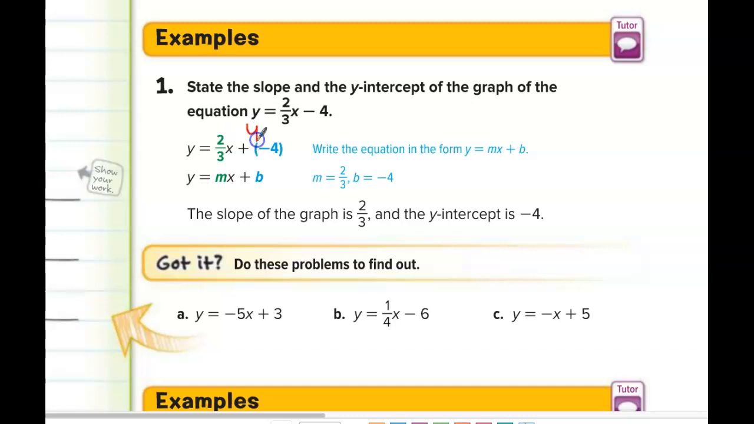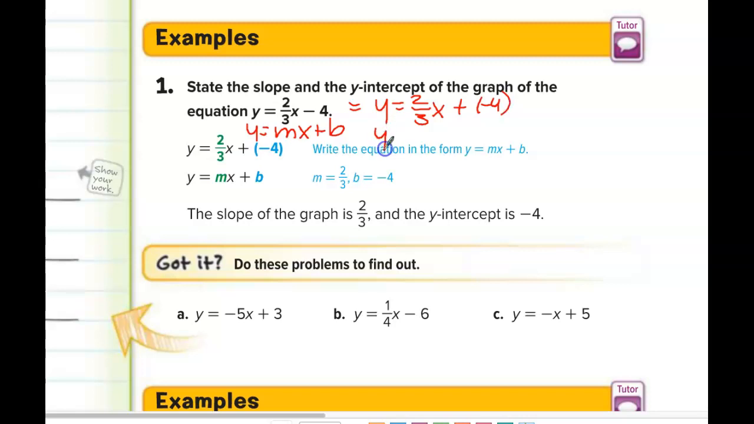Okay, so right here, I have y equals mx plus b. If I rewrote this equation so that I have an addition sentence instead of a subtraction sentence, I would rewrite it as y equals 2/3 x plus -4. Is everybody okay with that? I changed my subtraction to addition, and then the opposite of +4 is -4.